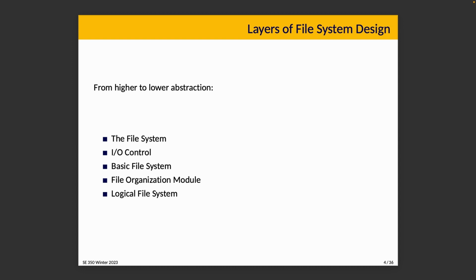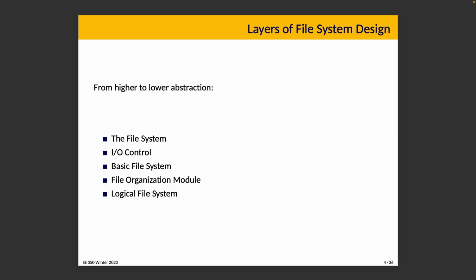And then there is the file organization module, and this is a mapper between logical and physical blocks. So it takes a logical block address and turns it into the physical one, and also keeps track of where free space is on the disk. And then finally we have the logical file system, and this last level is for managing your metadata. It has the file system structure, directory structure, and maintenance information for all of that.